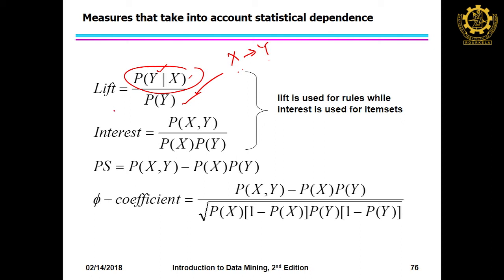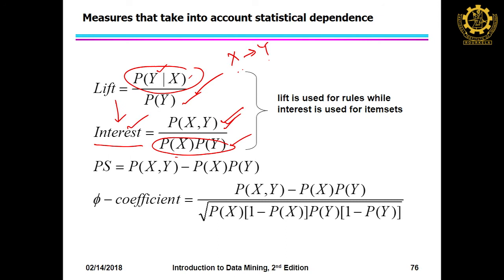And similarly, there is related information called the interest. The joint probability divided by the individual probabilities. If it is independent, we are dividing by the independent values, and if it is greater than 1, then we say there is some correlation. It cannot be negative, because these are all probabilities. This value can be more than 1, that is fine, but it cannot be negative.